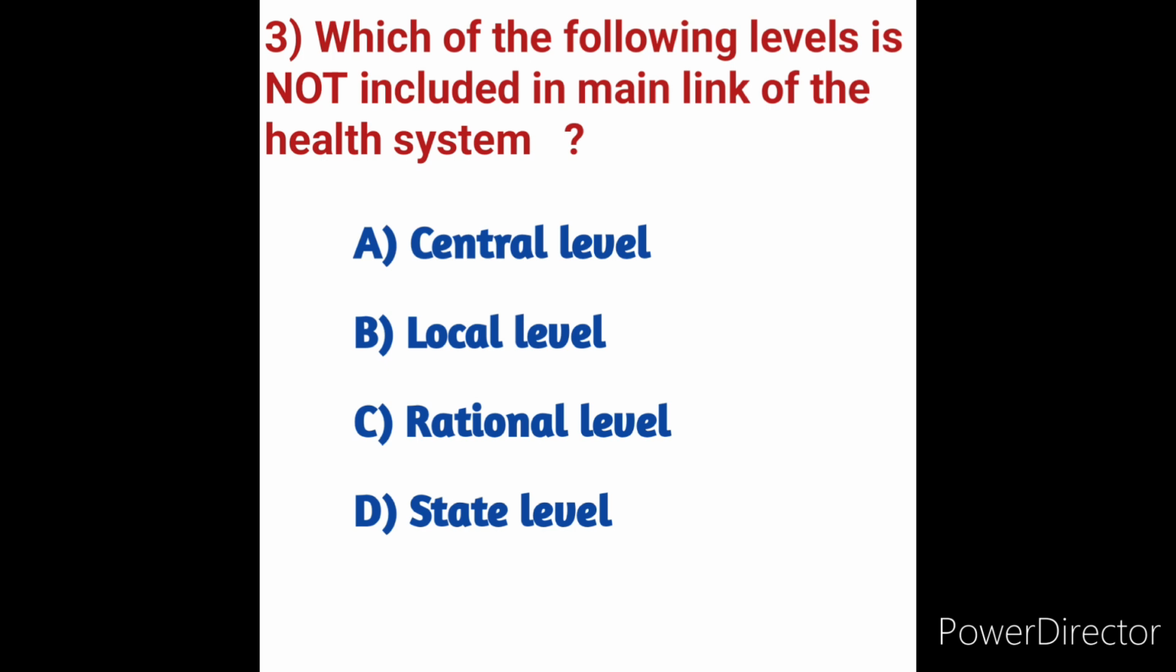Which of the following levels is not included in the main link of the health system? From the options, one is not included in the main link of the health system. We will see here options. First option A central level, option B local level, option C regional level, option D state level.